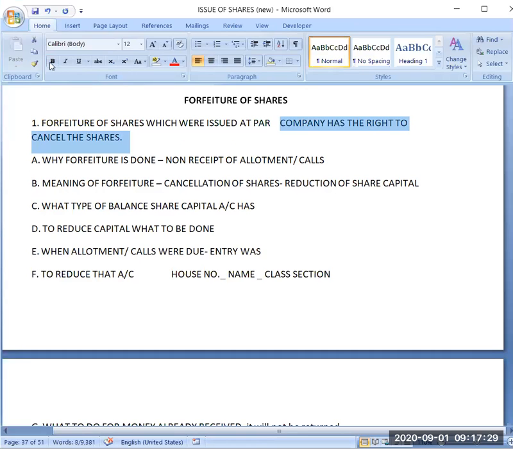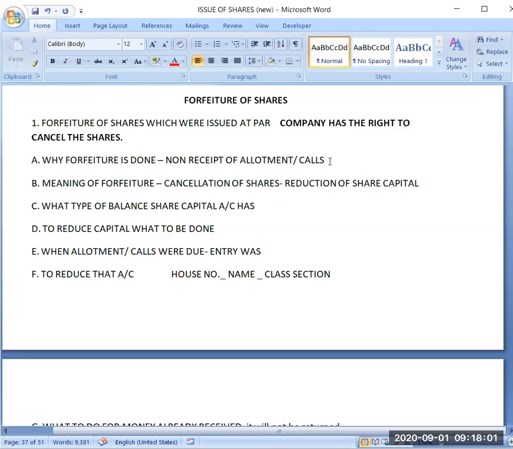Now, the first thing is that the meaning is clear. What is the meaning of forfeiture of shares? Okay. Now, the second thing is, why is forfeiture done? Because of non-receipt of allotment money or calls money.